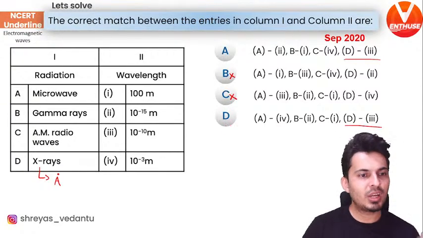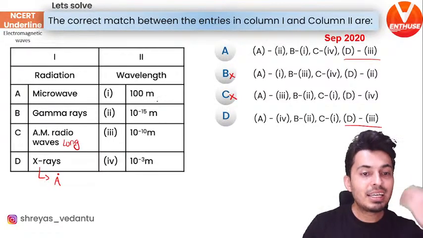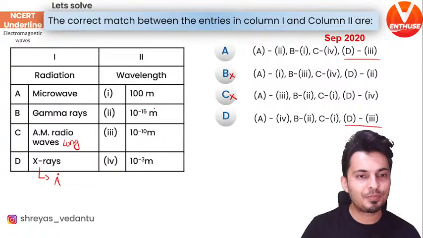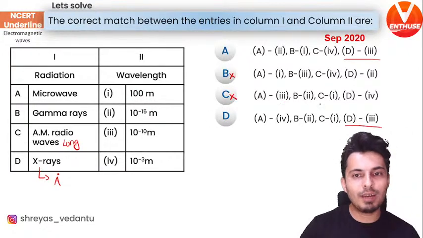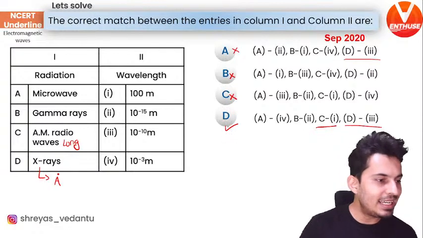Correct? Now you can go for any other things like AM radio waves. These are long waves. Long waves means it will be in meters. So you can see there is only one option like that, 100 meters. So C should go with 1. Naturally, A will also get eliminated. So the only correct option will be D.